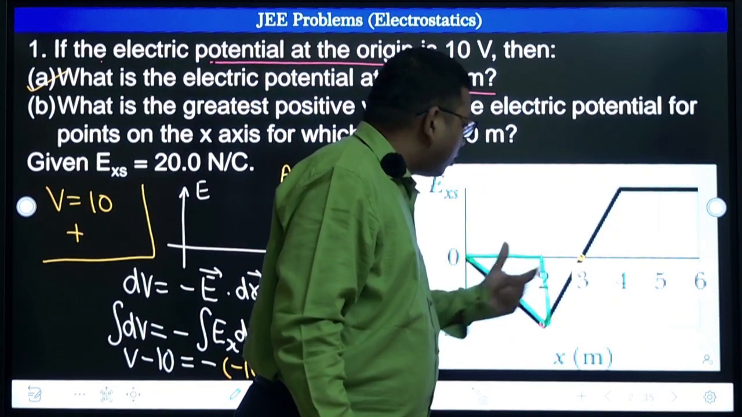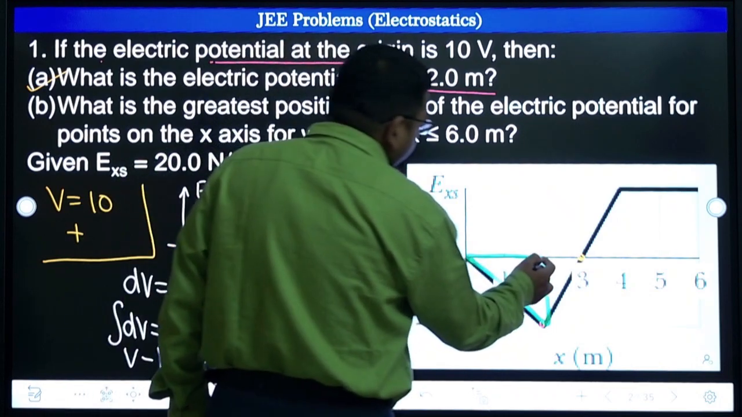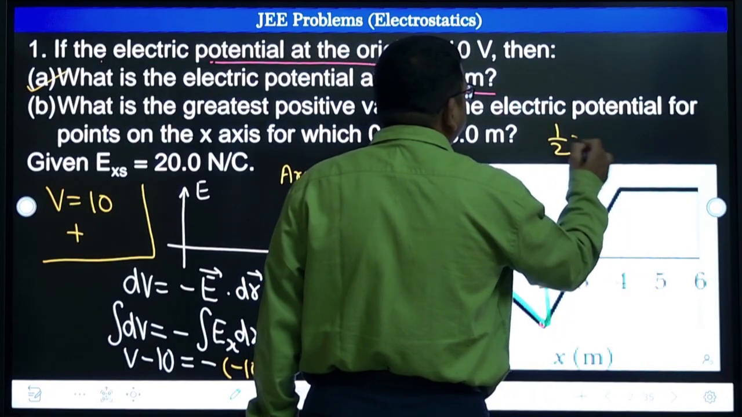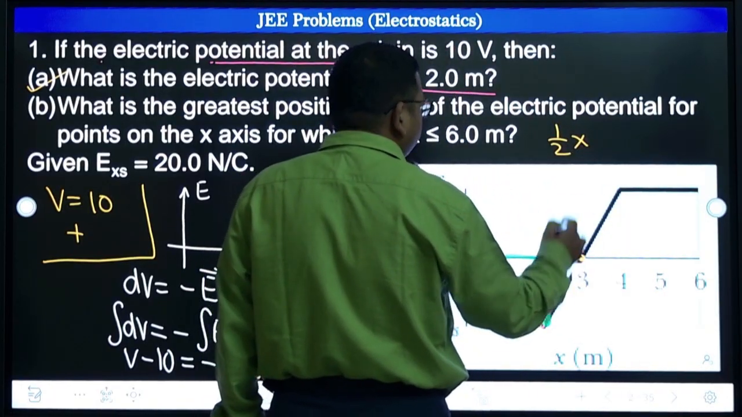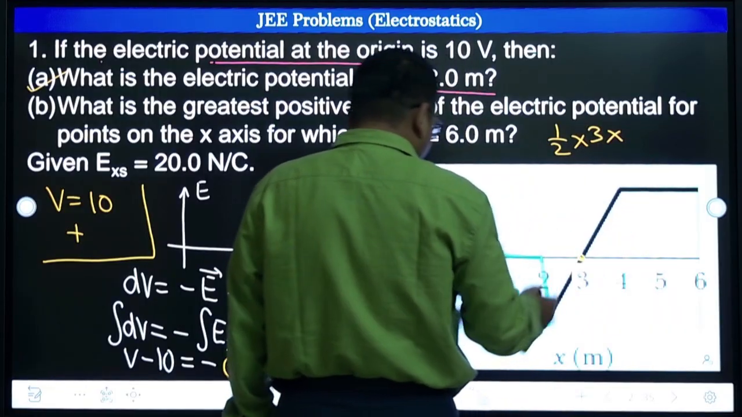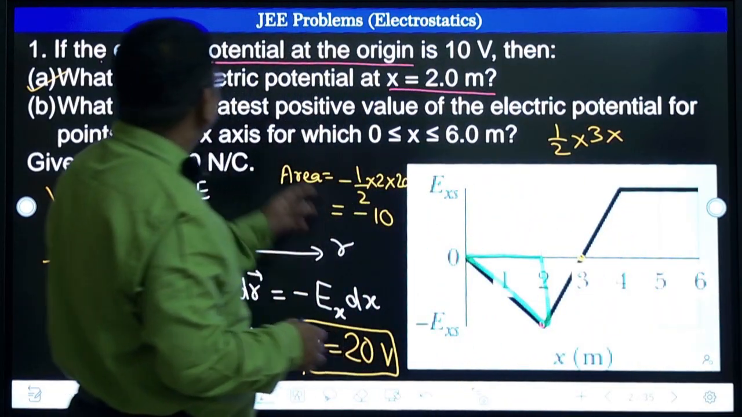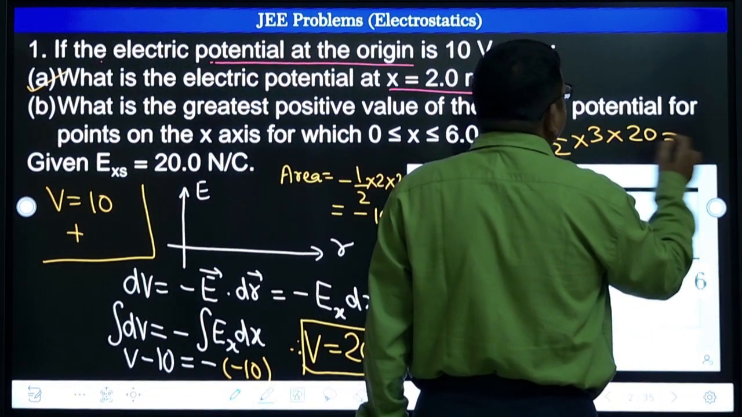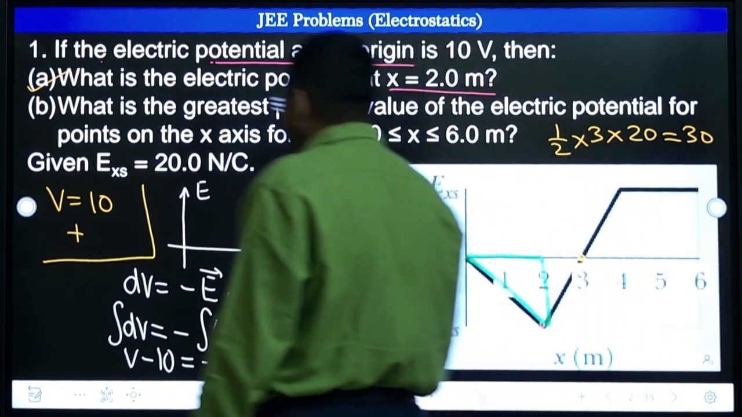Can we double it or not? Because we need to see the graph. So this is not a symmetric graph. So let us calculate this area now. Half into this height is 3, base into this height, that value they have given here in the question. How much? 20. So this is going to give us 30. So 30 we need to just add.